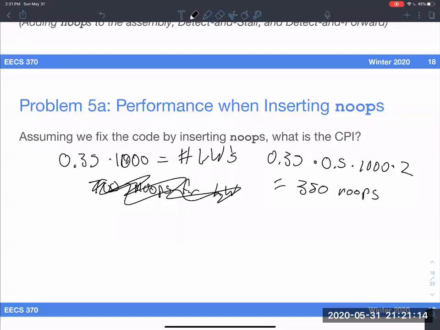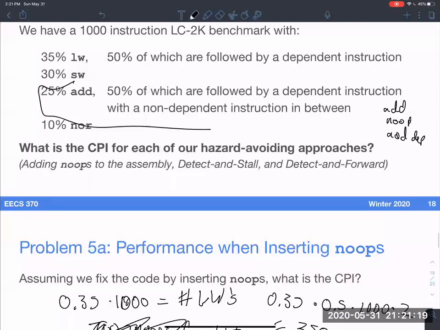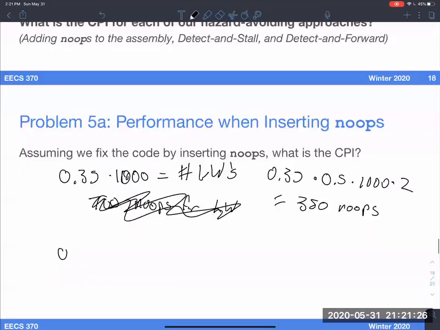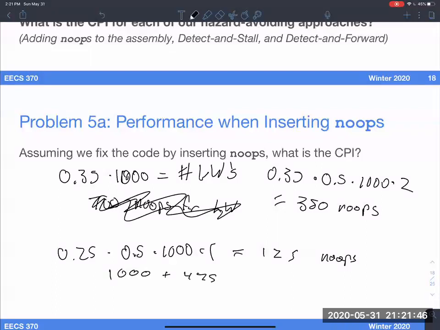Next, we have the 0.25 adds, 50% of which are followed by a dependent instruction with a non-dependent instruction between. So 0.25 times 0.5 times 1,000 times 1 for the 1 no-op we insert. So that's equal to 125. And then we just add these two numbers up to get the total number of no-ops. So that means we have 1,000 lines of code plus 475 no-ops.